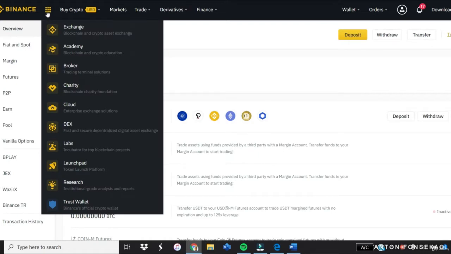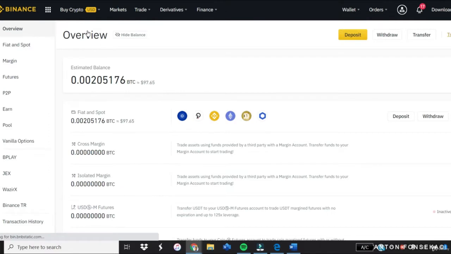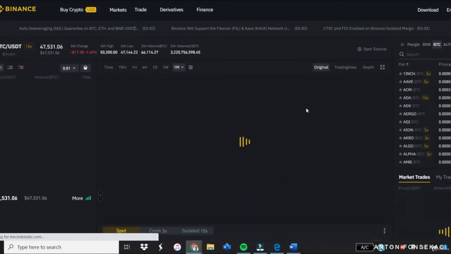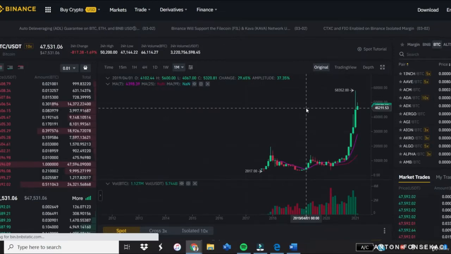First of all, you have to go to this icon which is right beside the Binance logo, like 9 boxes, and when you take your cursor there you can see a menu. In that you have to click on exchange. Now the exchange is loading. This is also considered the world's largest crypto exchange in terms of volume traded.